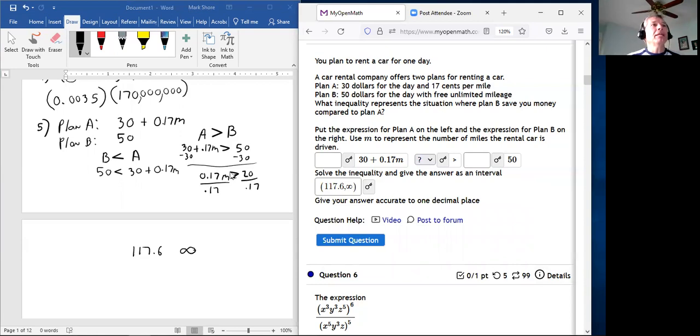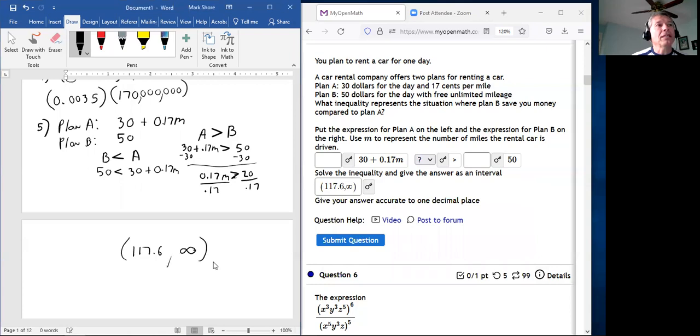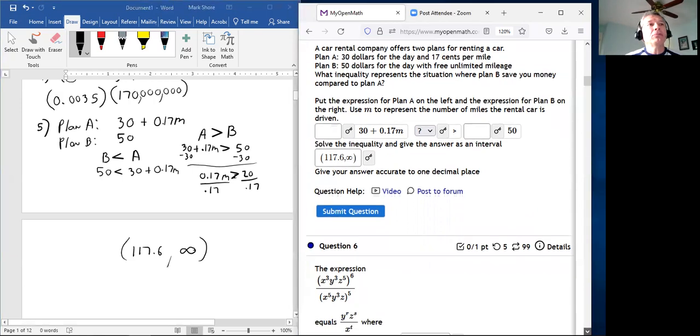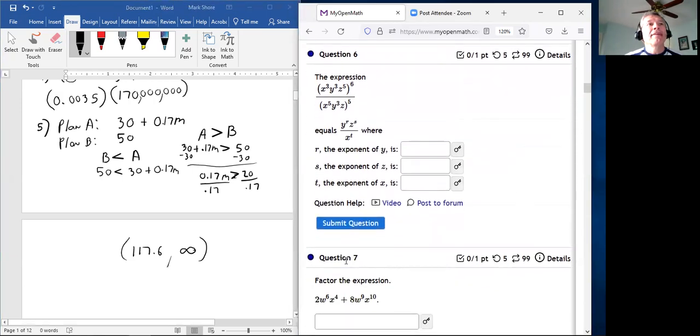Because see, plan A, the more miles you drive, the more it costs. But plan B, you could drive to California with that and it's like $50 for the day. So plan B is cheaper than plan A if you're going to drive 117.6 miles or more. And that's the way of saying that, 117.6 miles to infinite miles. So that's it. All right, that's a little tough.